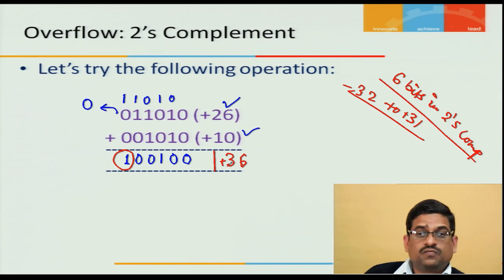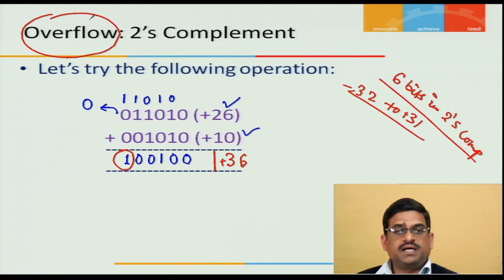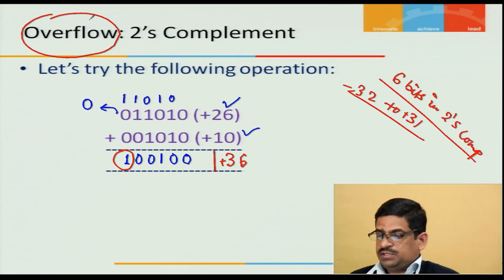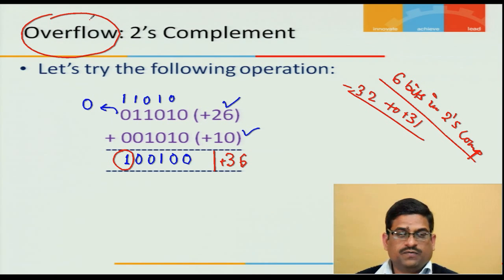This is what is called overflow. It means the result cannot be accommodated in the given number of bits. So that's why this result is wrong. We have already seen this in unsigned representation, when we did the arithmetic operations in the unsigned representation. So now the question is how to detect this overflow in the case of the 2's complement form.